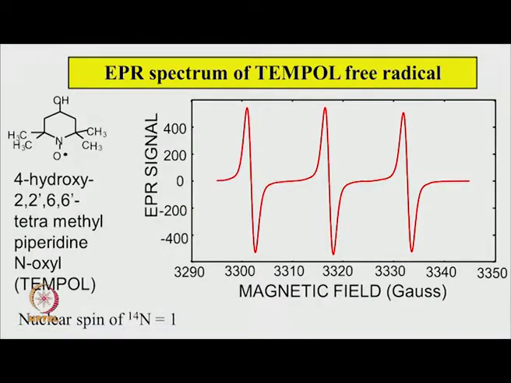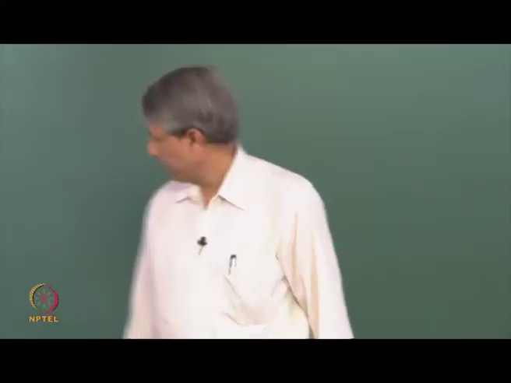Today we are going to generalize this idea of many equivalent spins where the nuclear spin is more than half. Last time we have seen several examples of this kind. One example is here, this free radical TEMPOL. Here the unpaired electron interacts with the nuclear spin of nitrogen, and we saw that it gives an EPR spectrum of this kind where three lines have equal intensity.